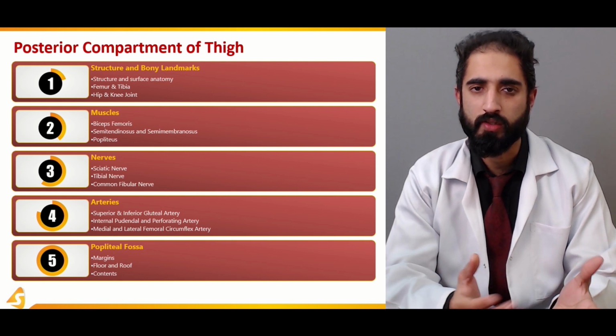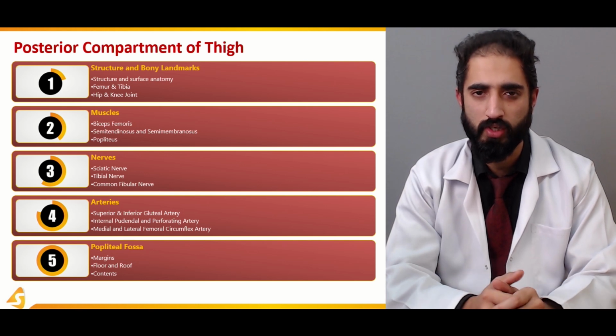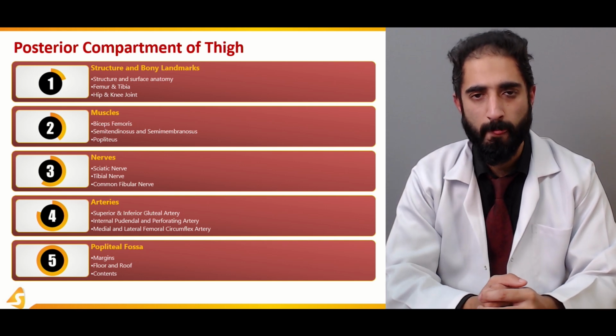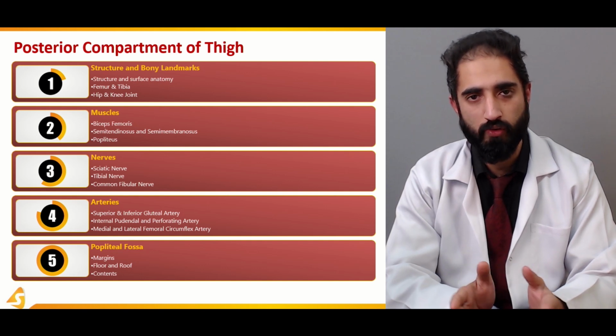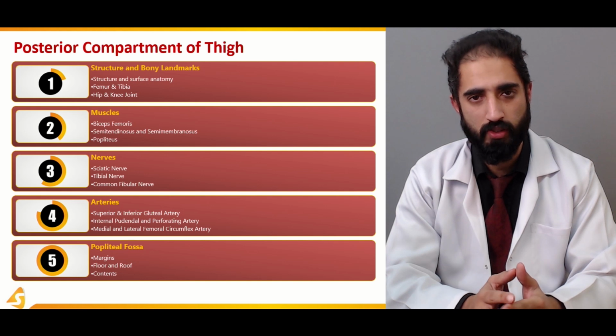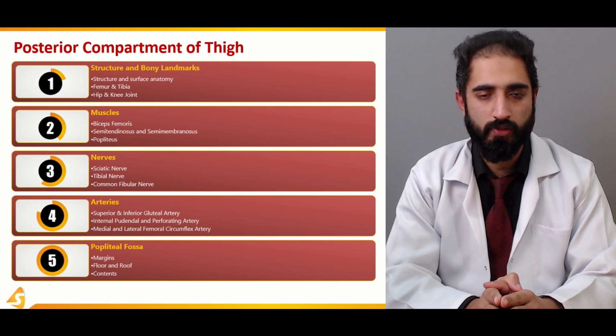And as we know, the thigh region is located between the hip joint and the knee joint, so we are just going to take a brief look at that as well. Moving on, we're going to talk about the muscles, in which we're going to talk about the hamstring group, including the biceps femoris, semitendinosus, and semimembranosus. And we're also going to talk about the popliteus muscle.